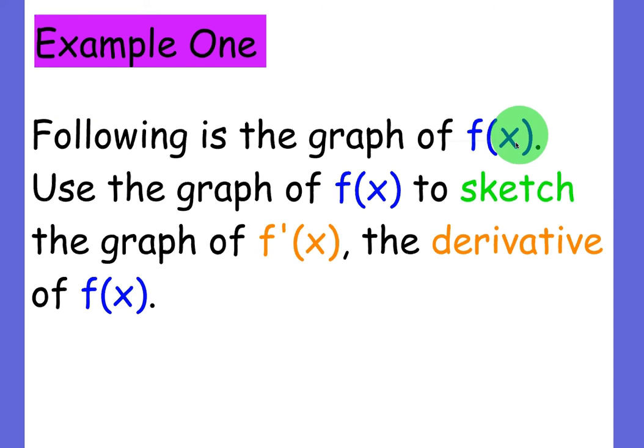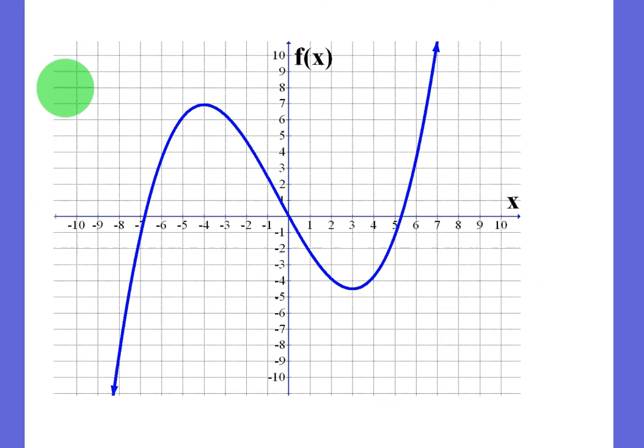Example 1: following is the graph of f of x. Use the graph of f of x to sketch the graph of f prime of x, the derivative of f of x. So, what are you given? Well, all you're given is a graph. This looks like a cubic function. It has 2 turning points. It goes down on the left and up on the right.